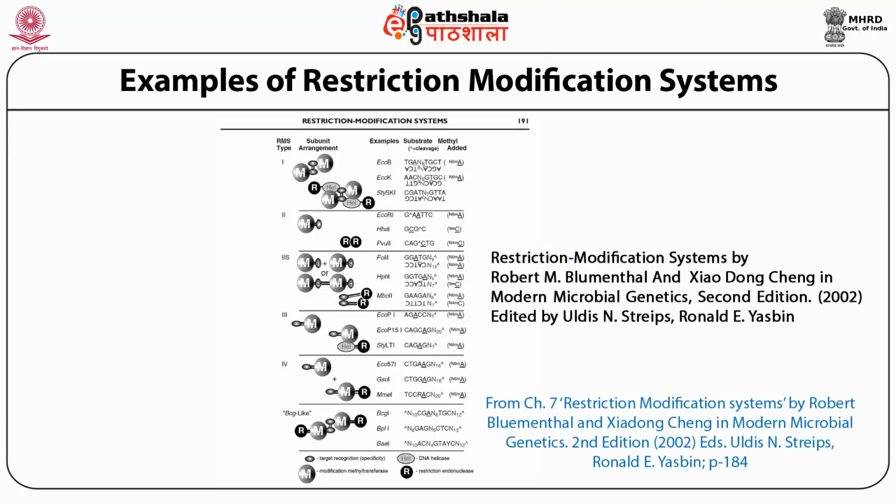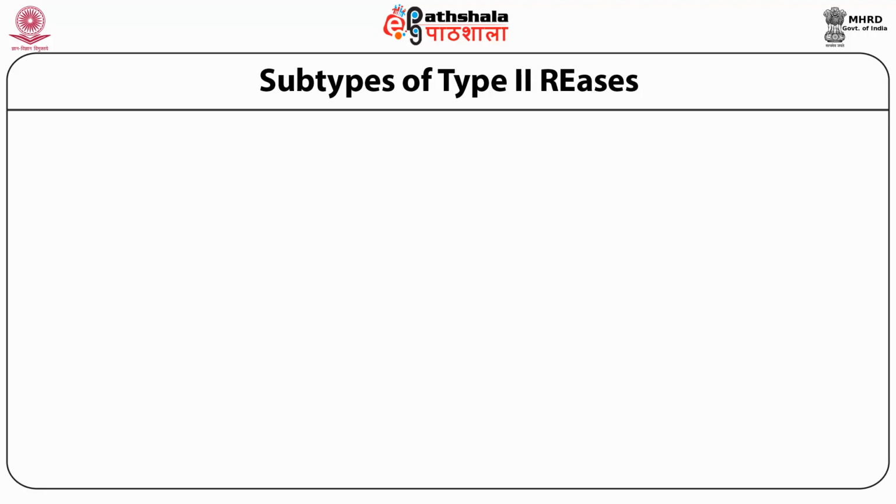This is the visual depiction of the classification of enzymes that we have just discussed, and it shows how different subunits come together in type 1, type 2, type 2s, type 3 and 4. This is adapted from Restriction-Modification Systems by Robert M. Blumenthal and Xiaodong Cheng in Modern Microbial Genetics, second edition, which appeared in the year 2002. Subtypes of type 2 restriction endonucleases.